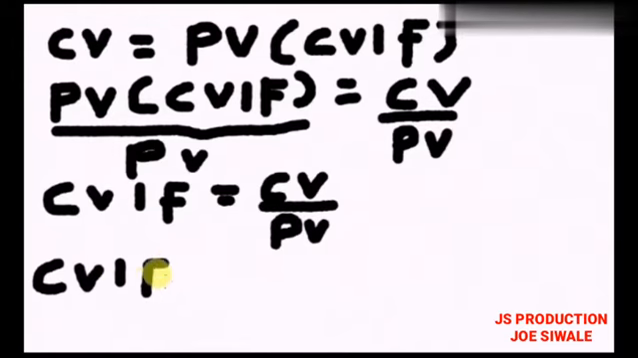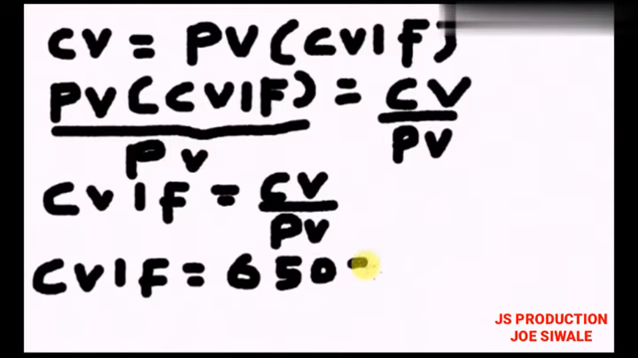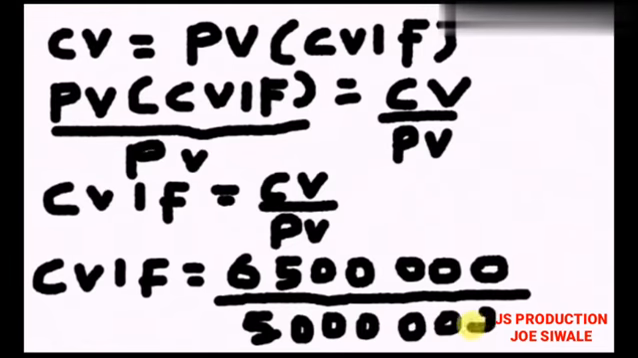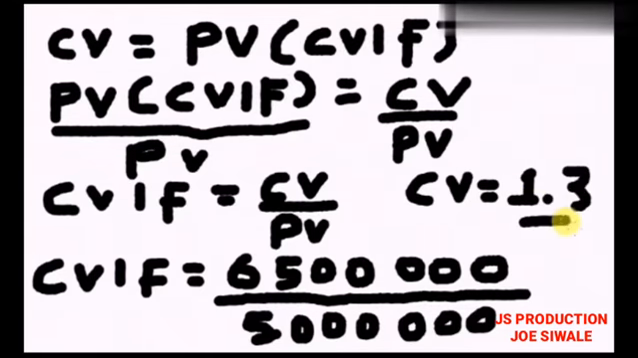So my compound value interest factor is equal to 6,500,000, my compound value, divided by the present value that Ran is going to borrow, which is 5 million. 6,500,000 divided by 5 million is 1.3. Looking at this compound value interest factor of 1.3, if you check the financial tables for a period of 3 years, it's in between 9% and 10%.